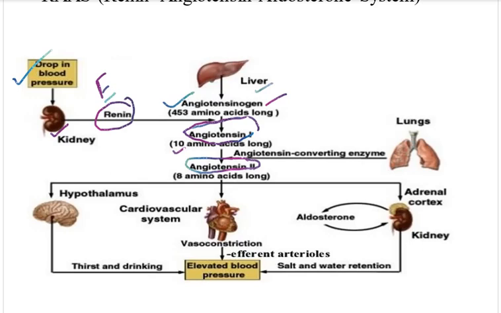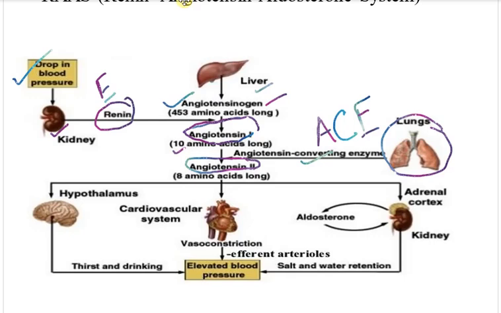So how is this angiotensin 2 activated? Our lungs release an enzyme called ACE, or angiotensin converting enzyme. So this ACE stimulates angiotensin 1 to form angiotensin 2. What it does, it does three functions.